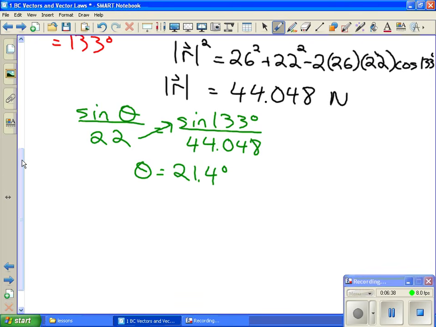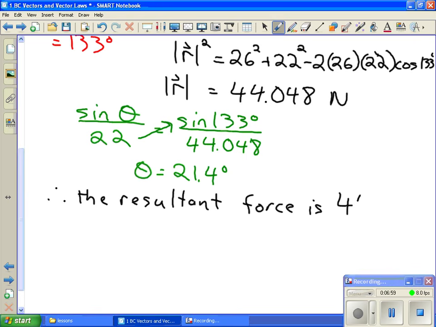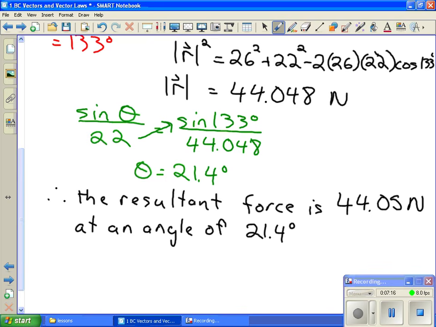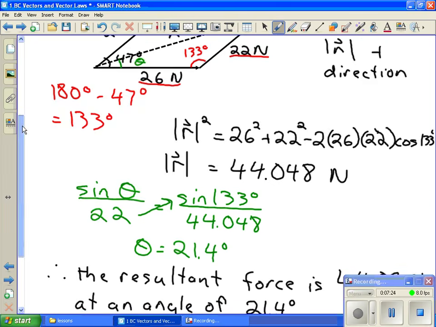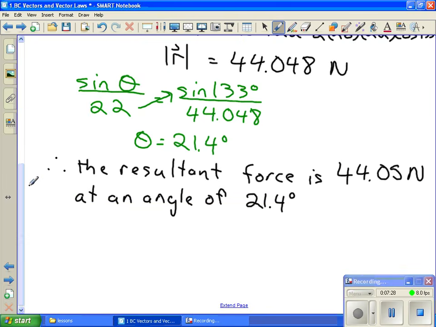Now we want to take our magnitude and our direction and bring them together to specify our vector. So what we can say is the resultant force is, we've got our magnitude, 44.05 newtons. There I've rounded it off to 2 decimal places. At an angle of, well, we've got our angle here, 21.4 degrees. And we also have to specify where that angle is measured relative to. It was measured relative to our 26 Newton vector. So that's what we have to say. Angle of 21.4 degrees to the 26 Newton vector. And we're done.